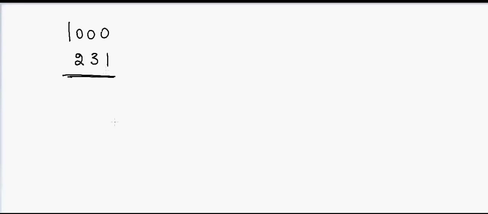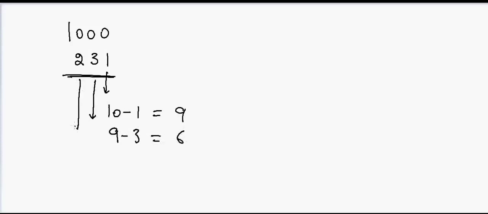In that case, first I'll take the first number and subtract it from 10. So 10 minus 1 is 9. Then I'll take the second number and subtract it from 9. That will be 6. And then I'll take the third number and also subtract it from 9, which equals 7. So my answer will be equal to 769.